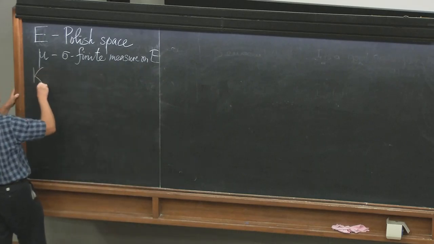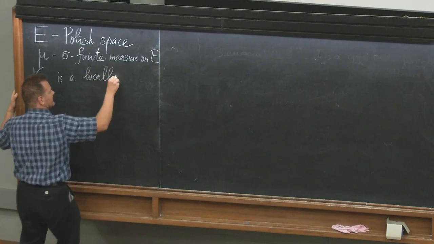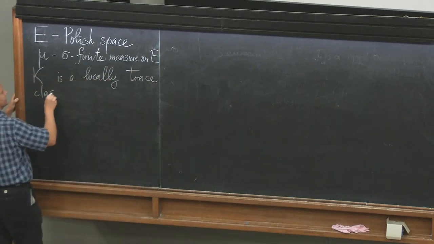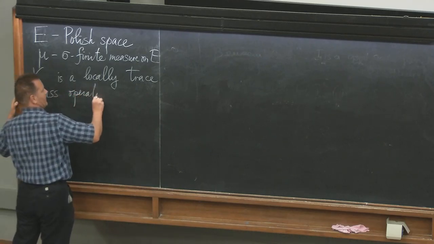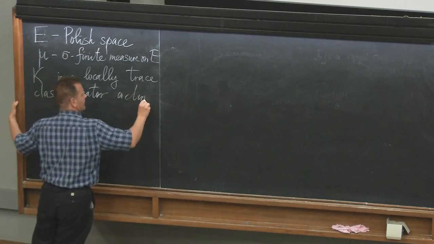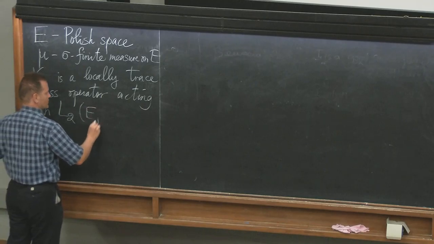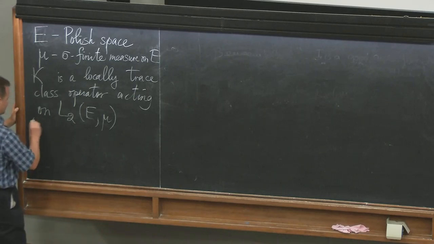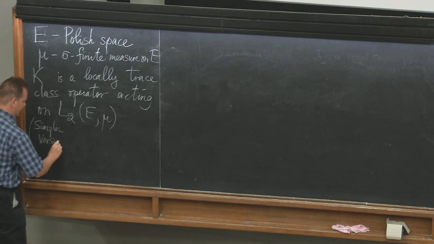So K is a locally trace class operator. So let us just naively, one could just say that K is a continuous function in two variables. Locally trace class operator acting on L2 of E, mu. But again, please, if this terminology is not clear, how do I say, simpler version: K, continuous function of two variables.